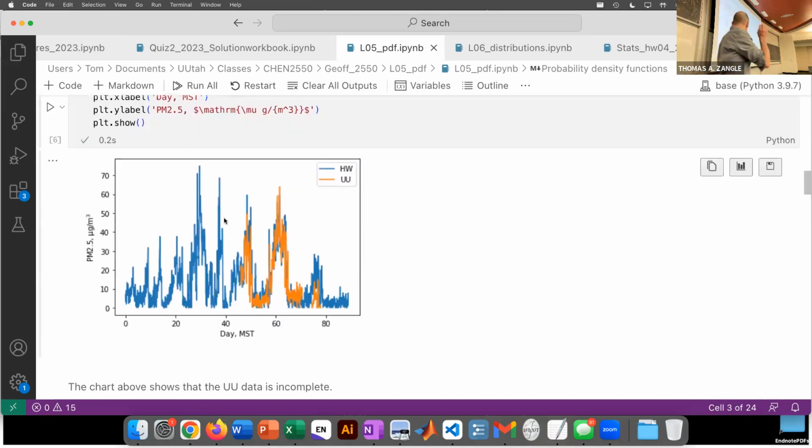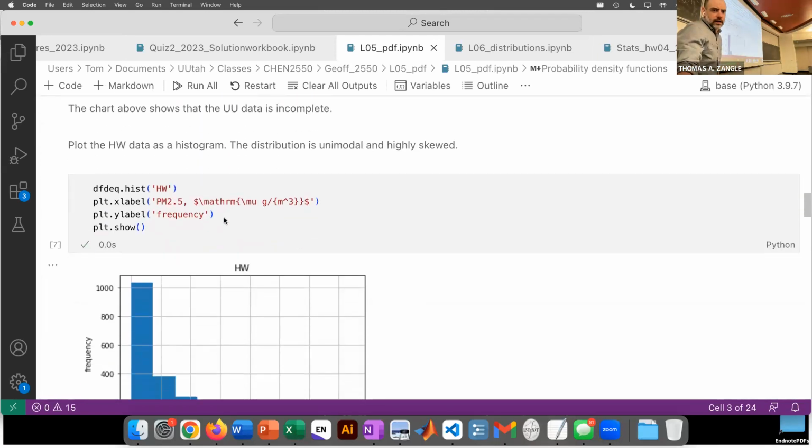And then again, this is more or less review from last time. We can then plot that data. In this case, we saw that the data from the UU site was missing a huge amount of the time points, something that you'd really only get by plotting the data, which again, we did via pandas. So we then started to discuss how we can plot this data as a histogram in the last lecture, in the lecture on pandas. And so this is showing that again.